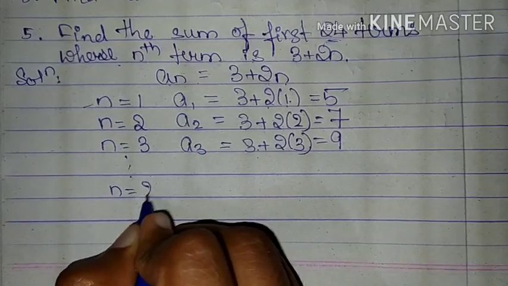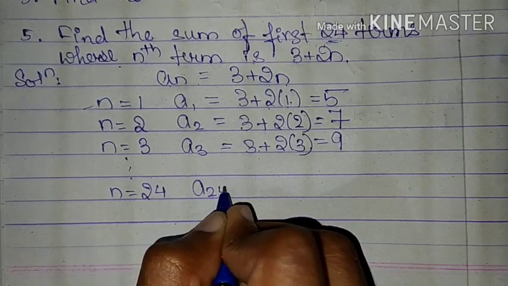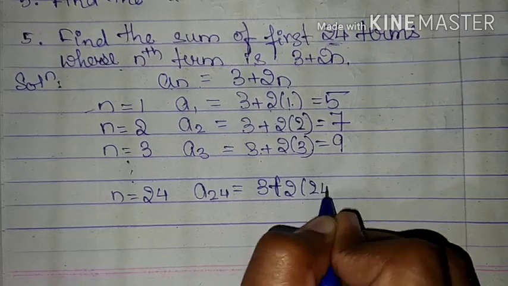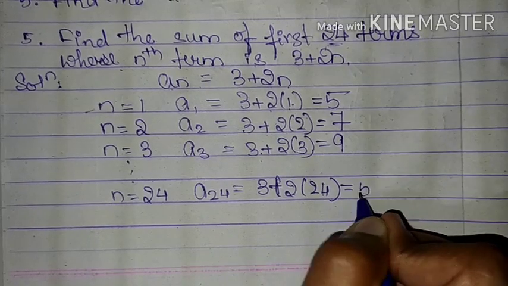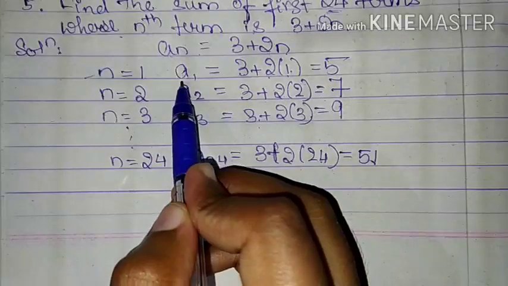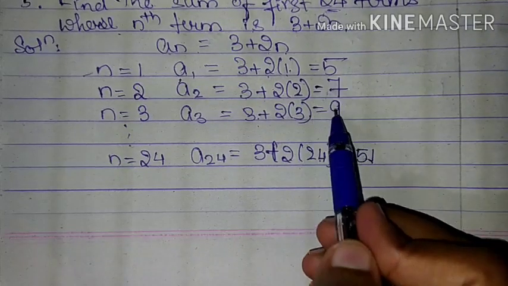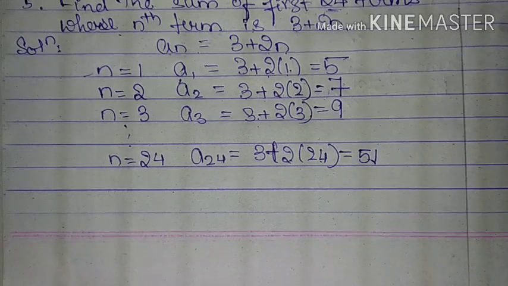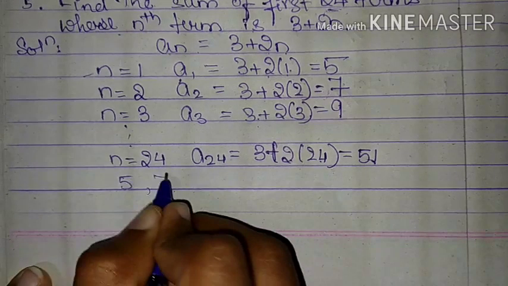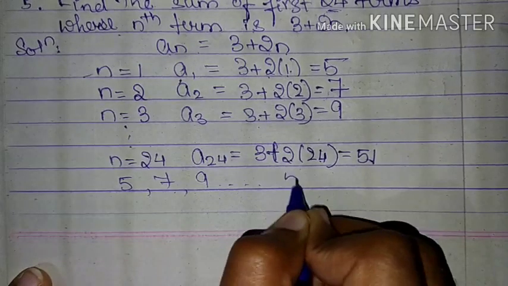n is equal to 24. a24 is equal to 3 plus 2 into 24. 24 twos are 48, plus 3 is 51. So in our arithmetic progression, a1 is nothing but a, then 7 minus 5 is 2, 9 minus 7 is 2. So the value of common difference is 2. This forms an arithmetic progression, that is 5, 7, 9, 11 and so on up to the 24th term, that is 51. So this is our AP: 5, 7, 9, so on up to 51.